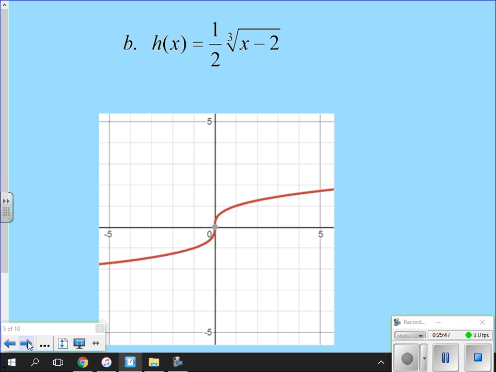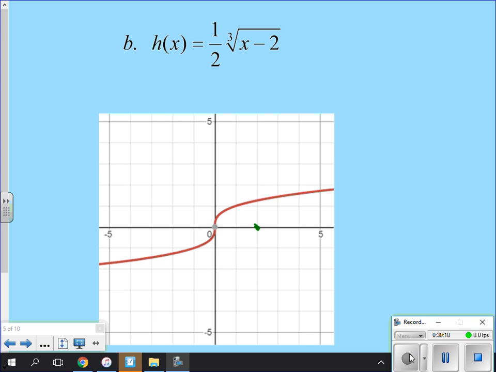Okay. Give this one a try. Okay, this shouldn't take terribly long, however, it is a little interesting. What does the minus 2 do? It moves it to the right. Moves everything to the right, too. So instead of being centered on the origin, it's now centered over here on the point 2, 0.